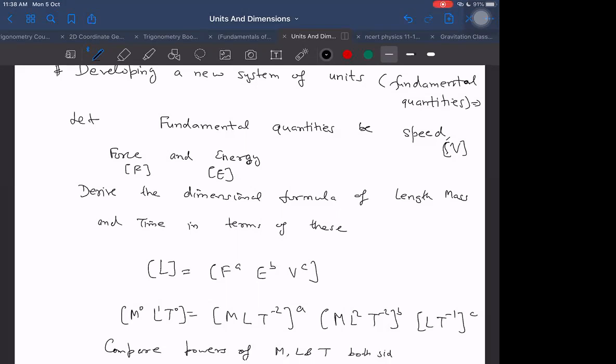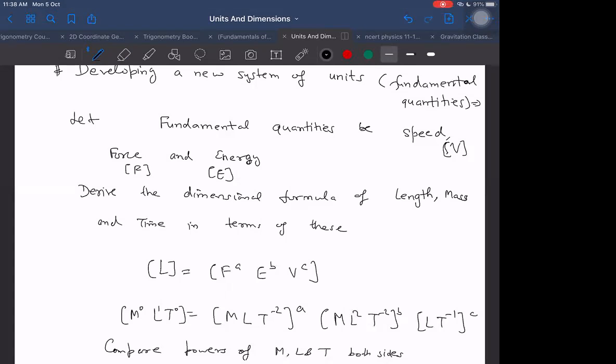How many equations and how many unknowns? 3 equations and 3 unknowns. Then we will be able to get the dimensions of length. Here in our new system of unit, what will length be acting as? Length will be acting as a derived quantity. And what will be the fundamental quantities? The force, the velocity, and the energy. These are the fundamental quantities, and we can do that.